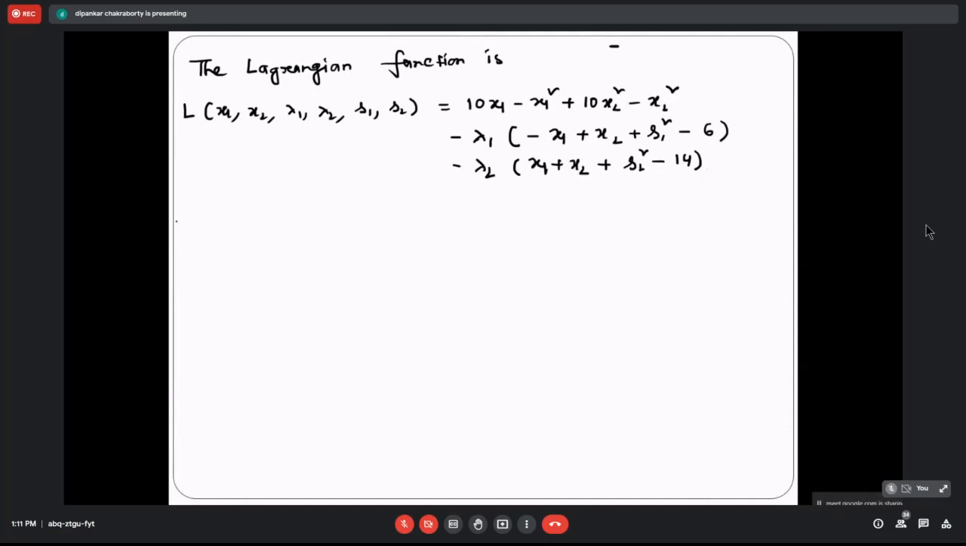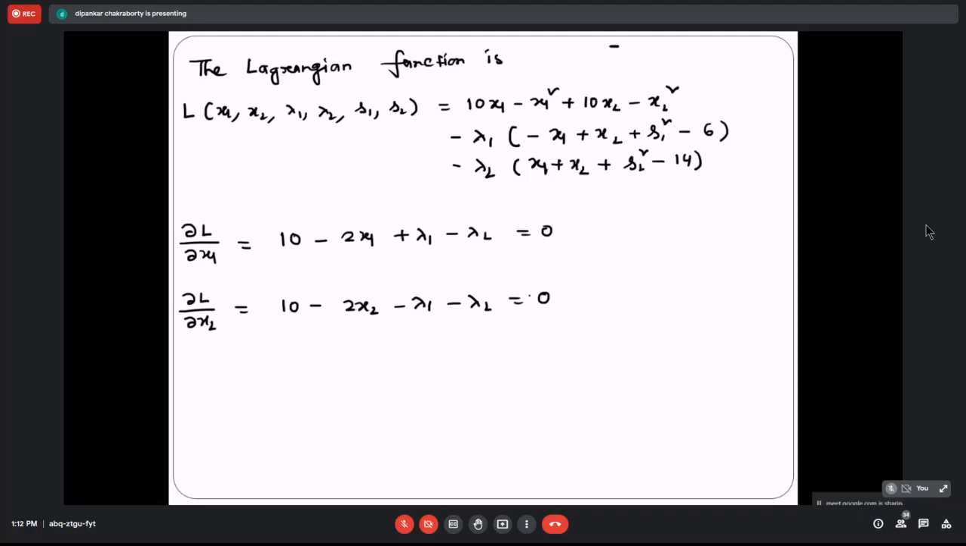Okay to you? So first, the partial derivative with respect to x1. What is going to come? 10 minus 2x1 plus lambda 1 minus lambda 2, which is equal to 0. Partial derivative with respect to x2. It's going to be 10 minus 2x2 minus lambda 1 minus lambda 2 equal to 0. Now next, the partial derivative with respect to lambda 1.